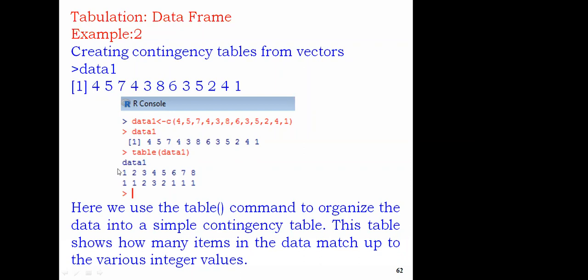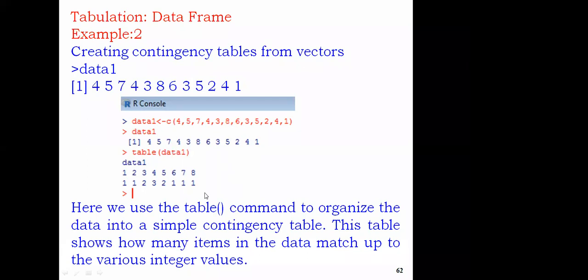Here in this data set, you see 1 is only one time, so that's why here it is 1. 2 is also one time. For 3, this is one 3, and another 3 is here, so that's why it is written 2. For 4, this is 3 times, 1 2 3, so this is 3. 5 is 2 times. 6 is 1 time, 7 1 time, 8 1 time. So with the help of this data set we are preparing this table. This is called your contingency table from vectors.